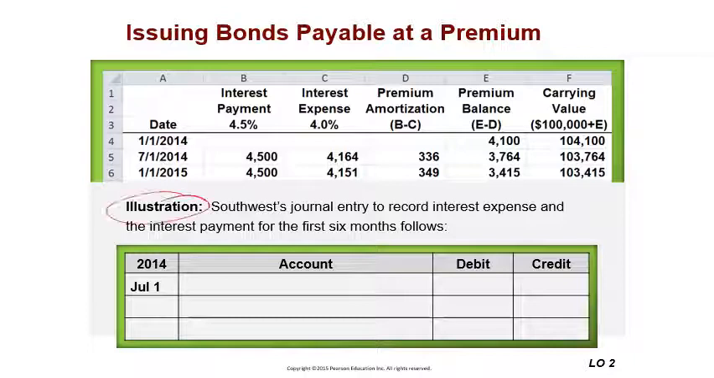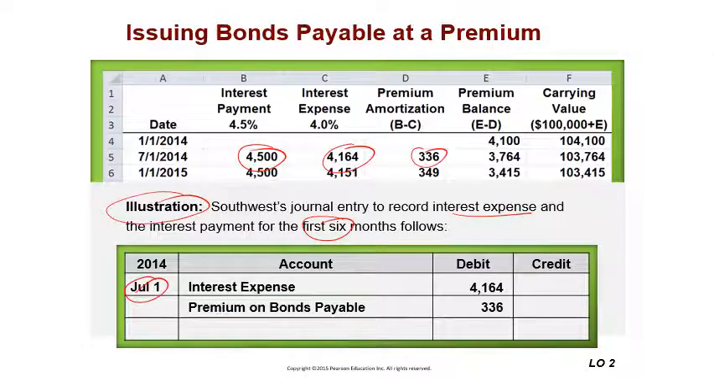Okay, so now let's talk about the entries. Let's talk about the illustration. What would be the interest expense recorded on the first 6 months, which is July 1st? The expense is going to be what we have, because we will pay 4500. So 4500 we will pay. How are we going to retire that one? So we say interest expense, which is 4164, premium, which is 336, to cash, which is 4500.